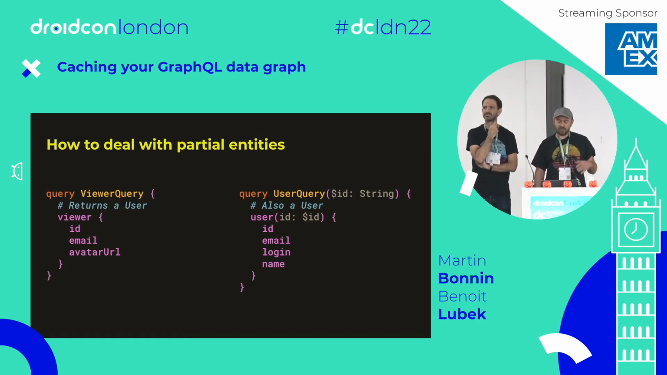before, in GraphQL, in the payloads you receive, you don't have all the fields. You only have the fields that you requested. That's what we mean here by partial entities. So in this example, we have two queries. They both return a user, but with different fields. So how would you do this mapping?